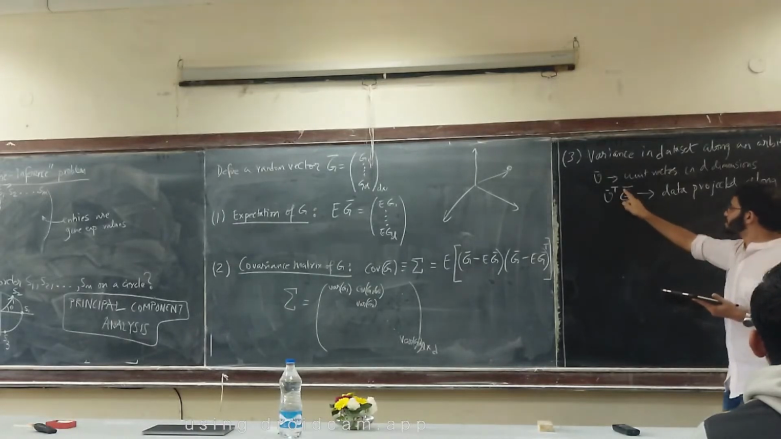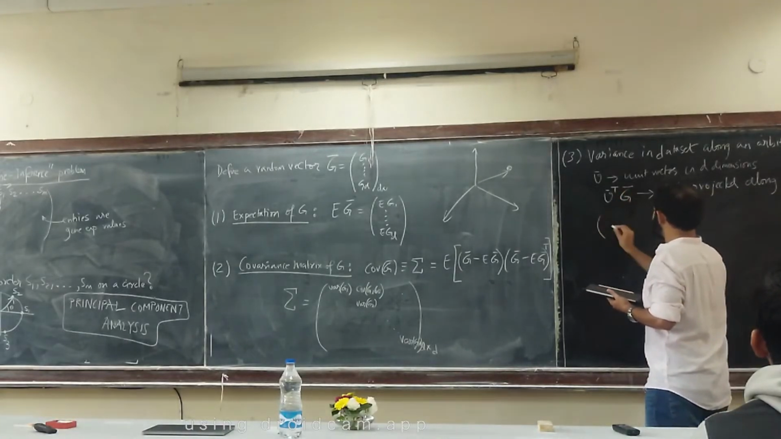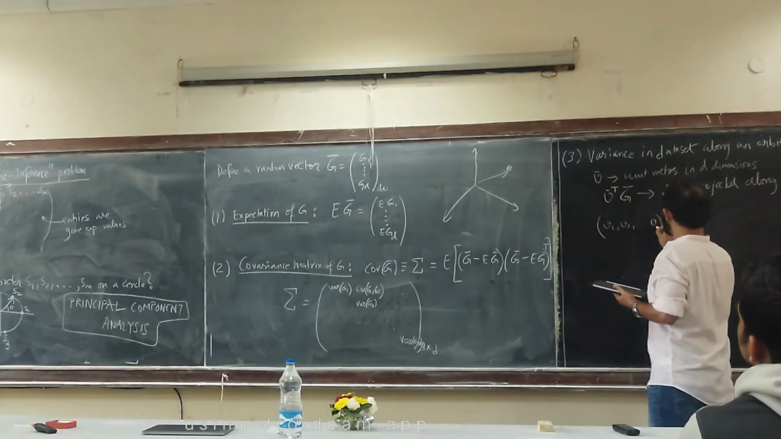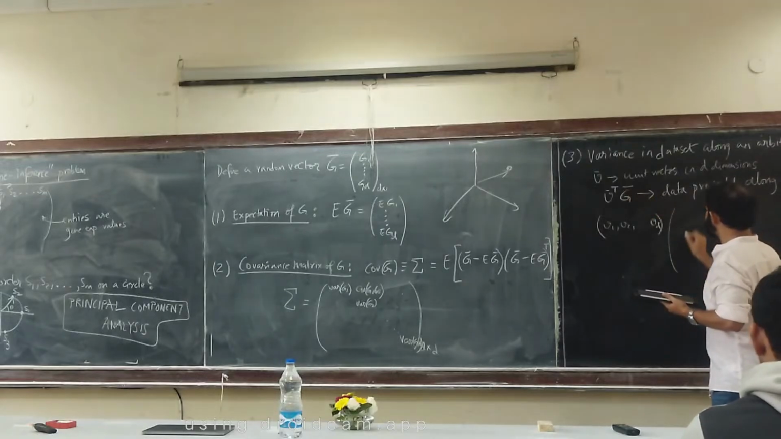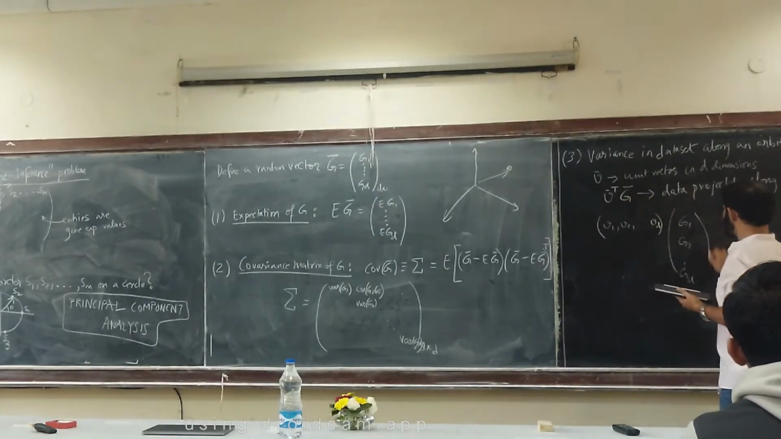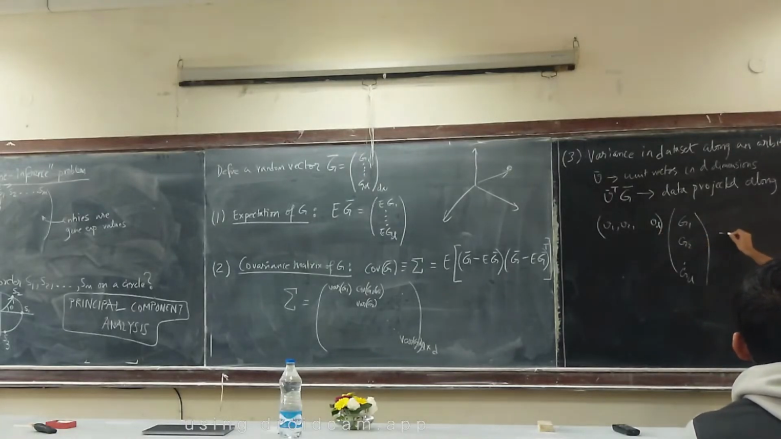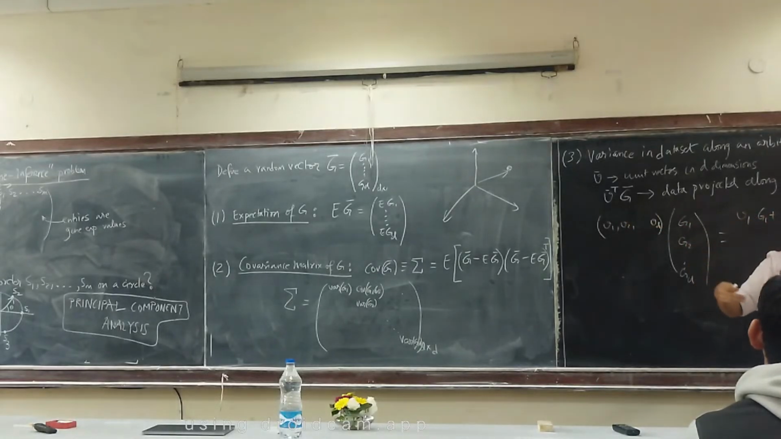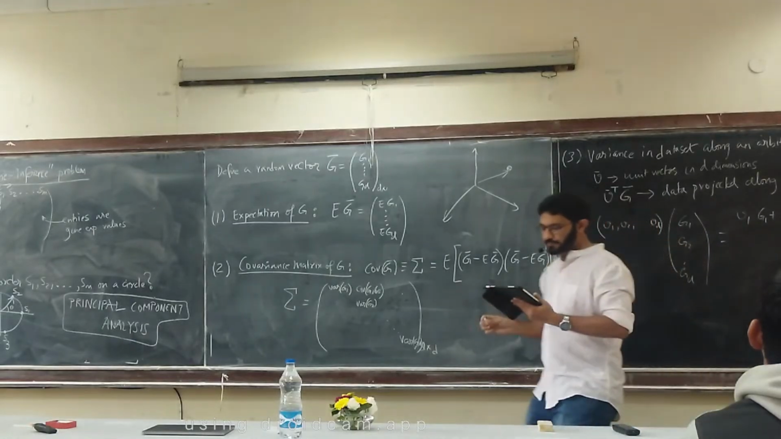So remember, V transpose will give you something like this, right? V1, V2, Vd, and G is G1, G2, Gd. If you multiply this, you will get V1 G1 plus V2 G2, and so on. That's just your dot product. I've written it like this because I'm going to be using matrix mathematics for the rest of this. Okay?